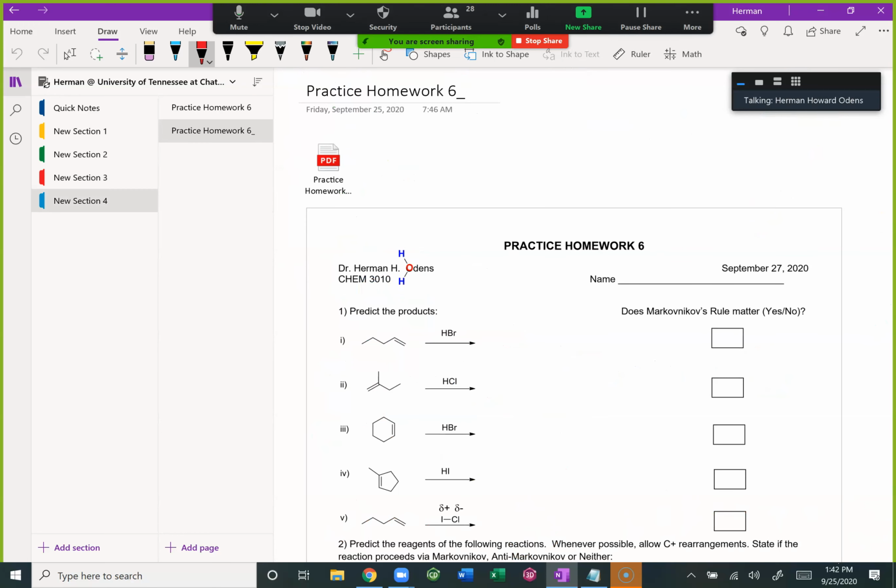So today I'm going to begin practice homework 6 for chapter 6. And like I said, this is going to be a challenging chapter because now you're going to be dealing with reactions. Dr. Odin? Yes. I have a question. Are we going to be having a quiz sometime next week on chapter 5? I'm not sure yet. Okay.